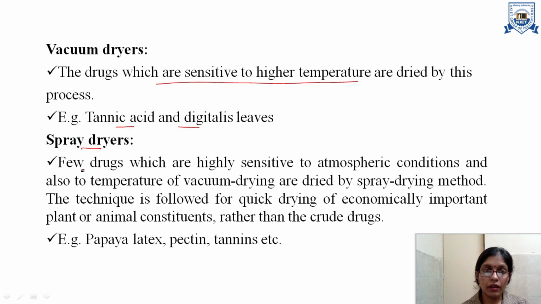Spray dryers: there are a few drugs which are highly sensitive to atmospheric conditions and also to the temperature of vacuum drying, so they are dried by the spray drying method. This technique is followed for quick drying of economically important plant or animal constituents rather than the crude drugs. So spray drying is used for phytoconstituents or for some enzymes, etc. For example, papaya latex, pectin, tannins, etc.